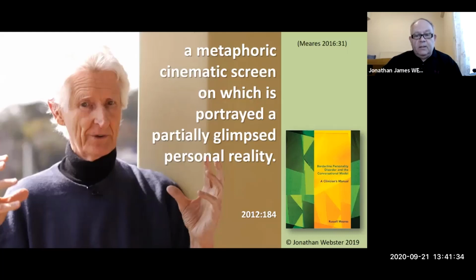Think about that a minute. It's almost like when you're using metaphor, you're projecting a movie. And what are you projecting in this movie? A partially glimpsed personal reality. Partially glimpsed because we never see everything, right? And it is personal. It is subjective. And how do I get what's inside here, that partially glimpsed personal reality, out to you when I'm trying to express it? He's saying, a metaphoric cinematic screen. How do I project this view of reality?